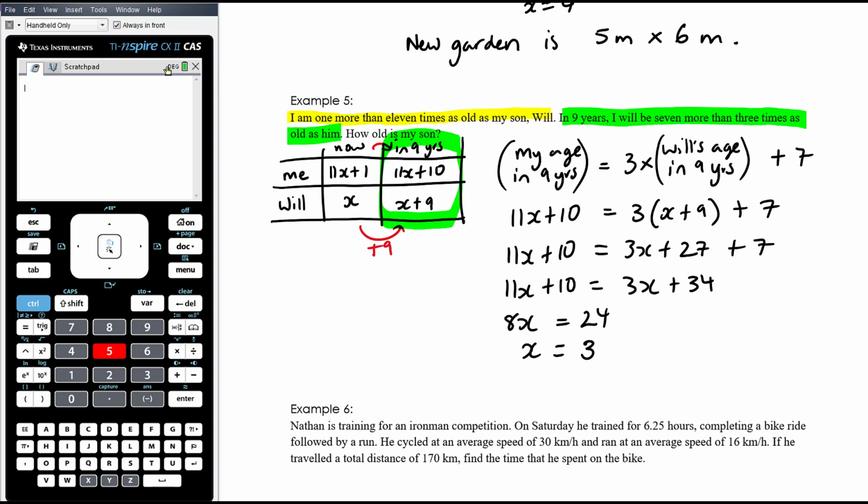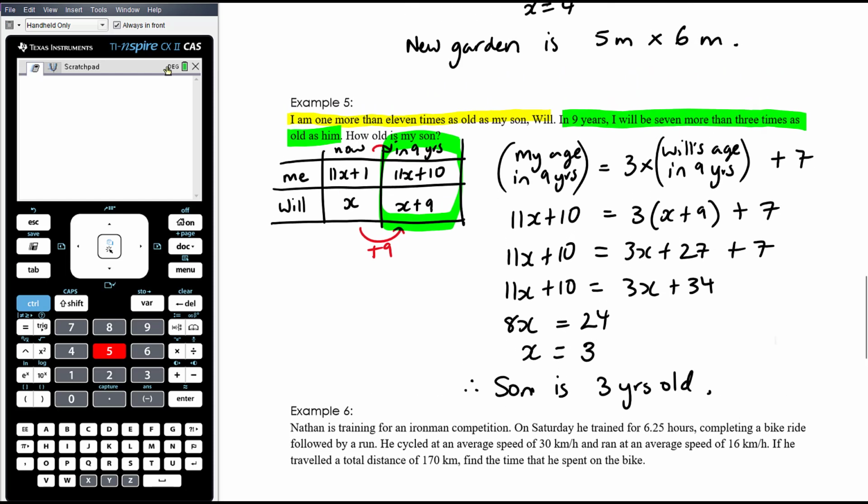Now, what does it ask for? It could be asking for any of those 4 quantities or more than one of them. It could be asking for my age now, Will's age now, my age in 9 years' time, Will's age in 9 years' time, or any combination of those. The question says, how old is my son? The implication of how old is my son is how old are they now? And so that's what we found, that's x. So therefore, the son is 3 years old.